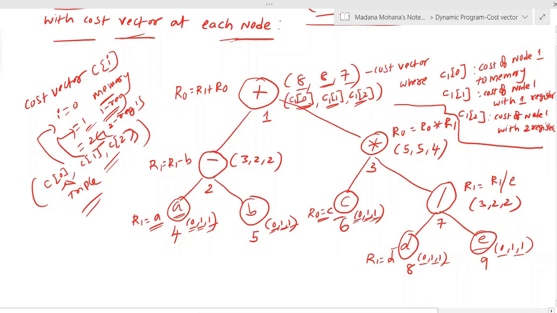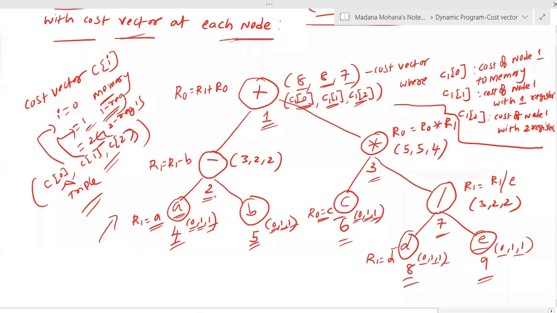Then the interior nodes, how to find? So here the nodes are numbered. Plus is numbered with 1, minus is numbered with 2, into is numbered with 3, then A is numbered with 4, B is numbered with 5, then C is numbered with 6, then divide is numbered with 7, D is numbered with 8, E is numbered with 9. Now all these 9 nodes, all leaf nodes we obtained the cost vector. Now in the bottom up order, you need to find out interior nodes cost vector till the root node.